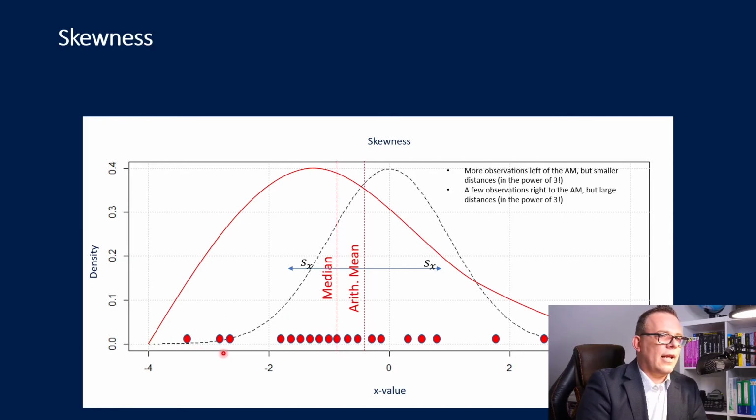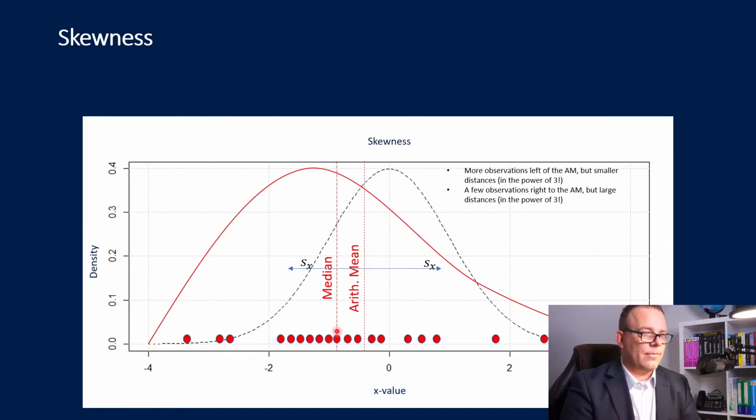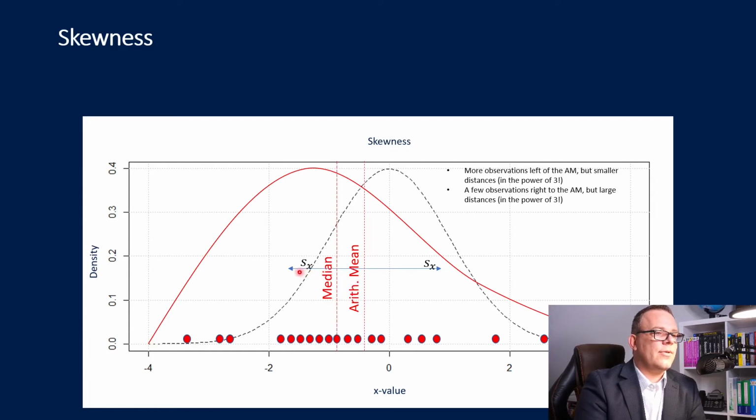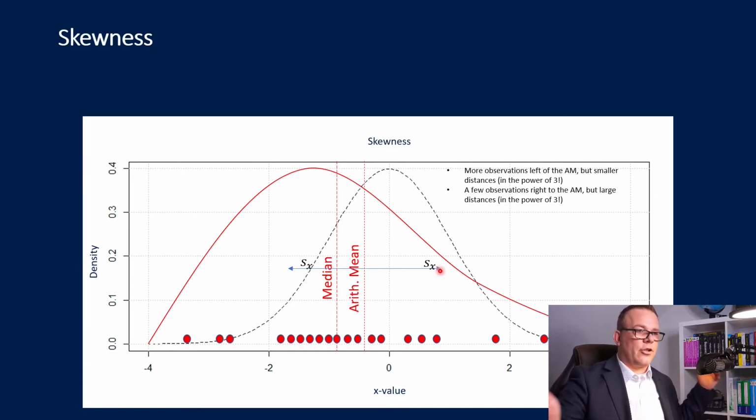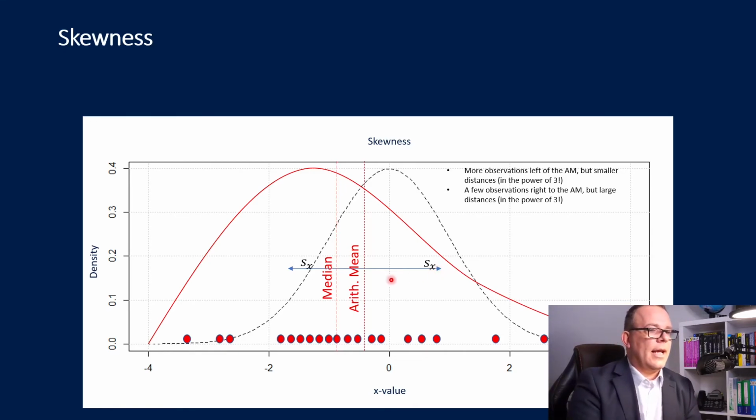But the observations here to the left are very close to the arithmetic mean. I have just introduced here this arrow that covers exactly one standard deviation in both directions, to the left one and to the right one. And if we look, we have many observations lying under this arrow, so the fraction for them will be below 1. And in the power of 3 they will be even smaller. So more observations left of the arithmetic mean, but smaller distances, and the smaller distances get even smaller if they are taken in the power of 3.